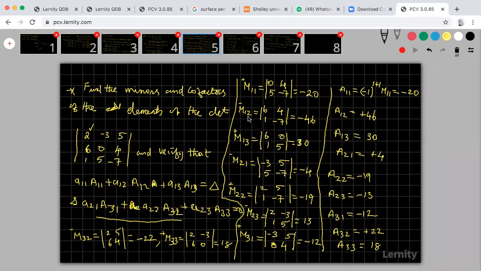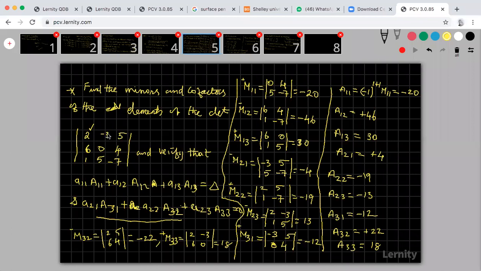Come to M12. What is the minor of the first row, second element? This belongs to the first row and second column. Those who are writing, please also listen. This is the second element, minus 3. The minor of this element: leave this column and leave this row. The remaining is 6, 4, 1, minus 7. So take the determinant for this 6, 4, 1, minus 7.